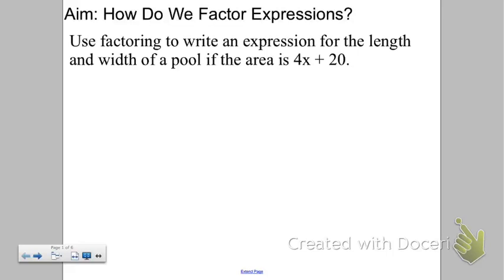Today's lesson is on how we factor expressions. Factoring expressions is the opposite of the distributive property. So we're going to be going backwards from what we learned in class. Factoring is the opposite of the distributive property.